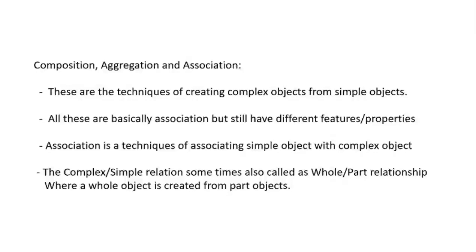Although the way they are created is different. All of these are basically association, but still have different features and properties. Composition, aggregation, and association all three create a complex object from simpler objects, but the way they create these is different. So we have to look at exactly how they create these different kinds of objects.